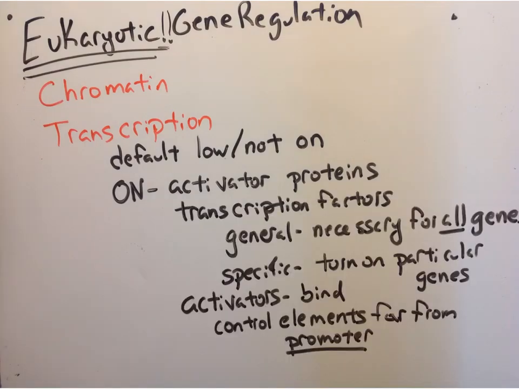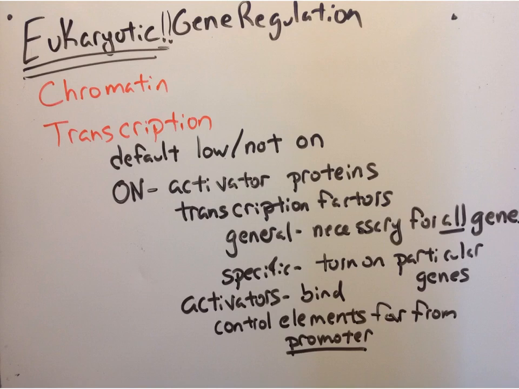There are different types of proteins that positively regulate gene expression in eukaryotes. We've already talked about transcription factors, which bind to the promoter and allow RNA polymerase to attach and do transcription. These are the general transcription factors that are necessary for all genes to be turned on. There are also specific transcription factors that turn on a subset of genes in one cell type and not in another.